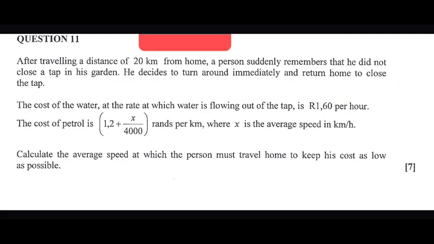Interesting question. I'll show you how to solve this question. To calculate the average speed at which the person must travel home to keep cost as low as possible, we need to find the speed that minimizes the total cost, which means water cost plus the petrol cost. So we need to find the variables, and then we're going to create the equation. Then we'll solve this question. So first of all, we need to express time and total cost.